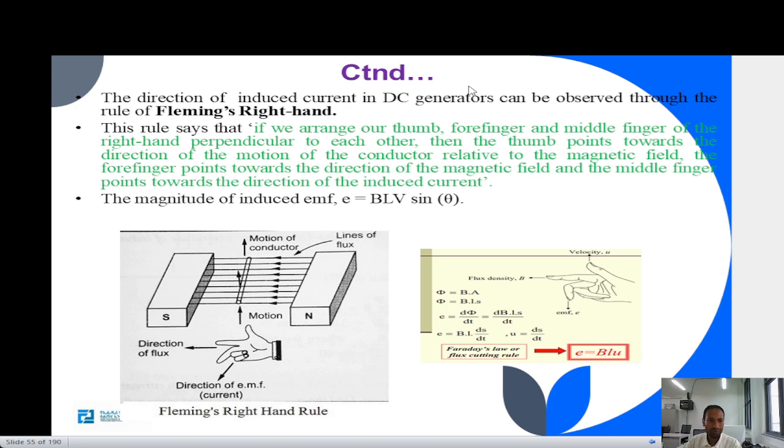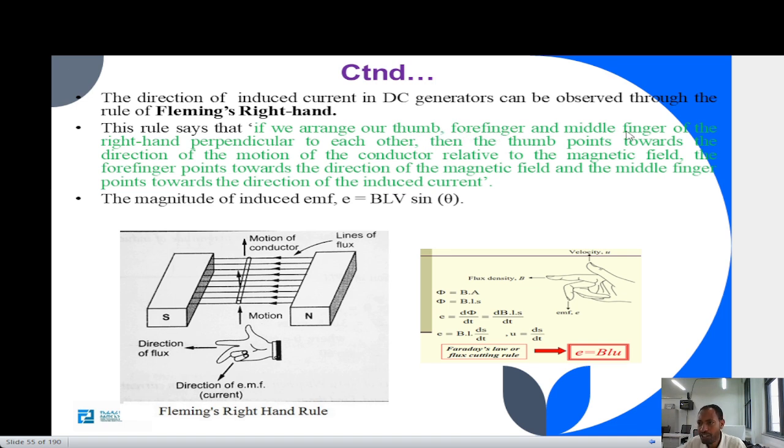Now, we already know that voltage will be induced inside the coil by Faraday's law. But what is the direction of the current induced inside the coil? That is determined by Fleming's right-hand rule. Fleming is the name of the person who investigated this for the first time.